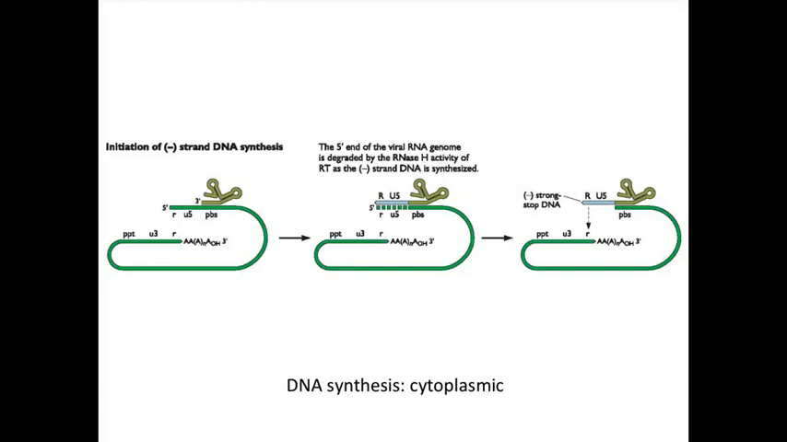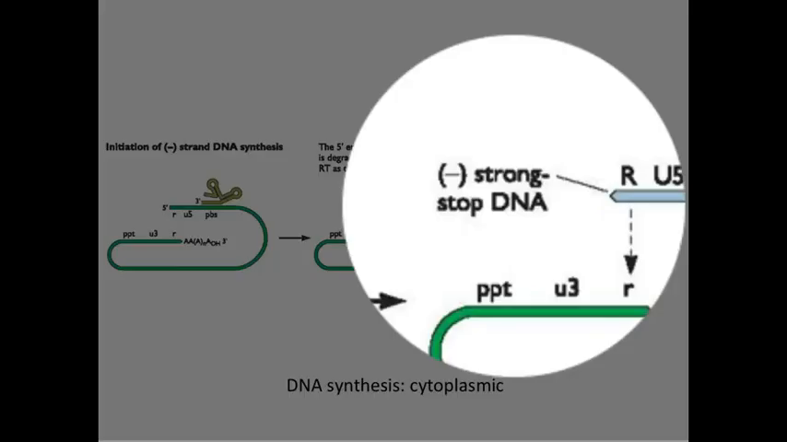That little piece of DNA is called negative strong stop DNA, and that's only because when people were studying this, they would run gels of the product, and they would see this small piece of DNA, and they called it minus strand strong stop, and the name has stuck.